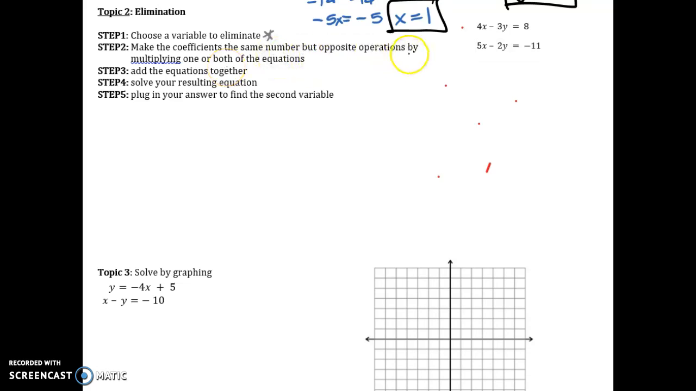Make the coefficients the same number, but opposite signs, by multiplying one or both equations. So I am allowed to change around these equations by multiplying. I need the coefficient, or the number in front of x, to be the same for both equations. The easiest way to do that is to take this top equation and multiply it by that number, which is 5. Then take the bottom equation and multiply it by that number, which is 4.